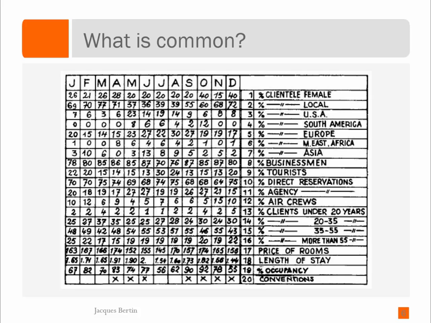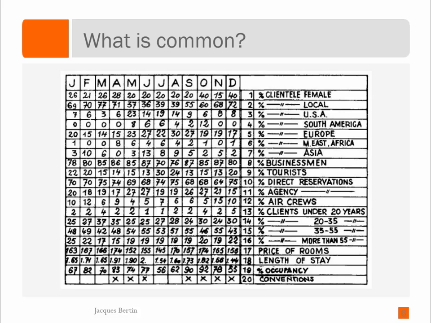And proceeding on through, we have customer groups from South America, from Europe, Middle East and Africa, Asia. We have businessmen, tourists, direct reservations, so those would be folks that called the hotel directly, those folks that booked from a travel agency, air crews, which basically refers to those who are pilots or flight attendants, or those folks that are traveling with an aircraft that book the hotel.